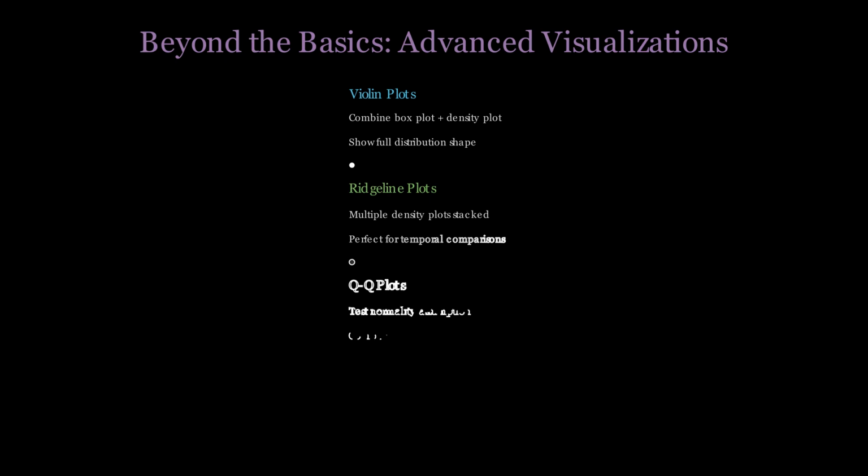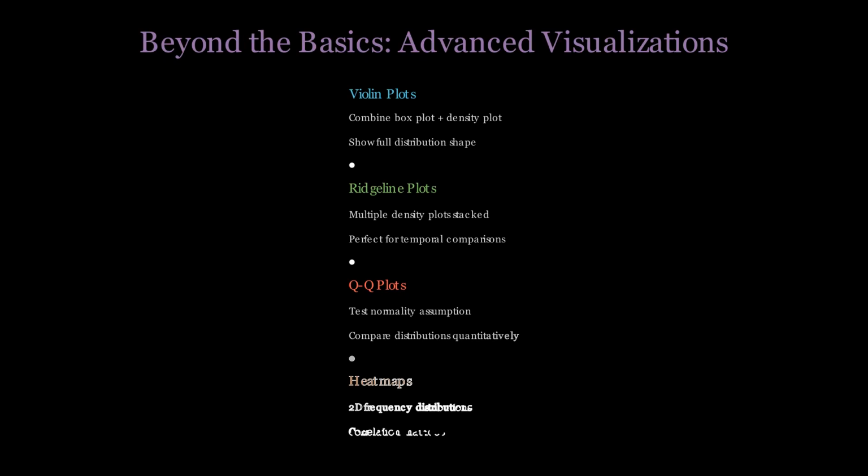QQ plots test whether your data follows a normal distribution by comparing quantiles, essential for validating statistical assumptions. Heatmaps show two-dimensional frequency distributions or correlation matrices using color intensity. Powerful for multivariate analysis. These advanced tools build on the fundamentals we've covered today.